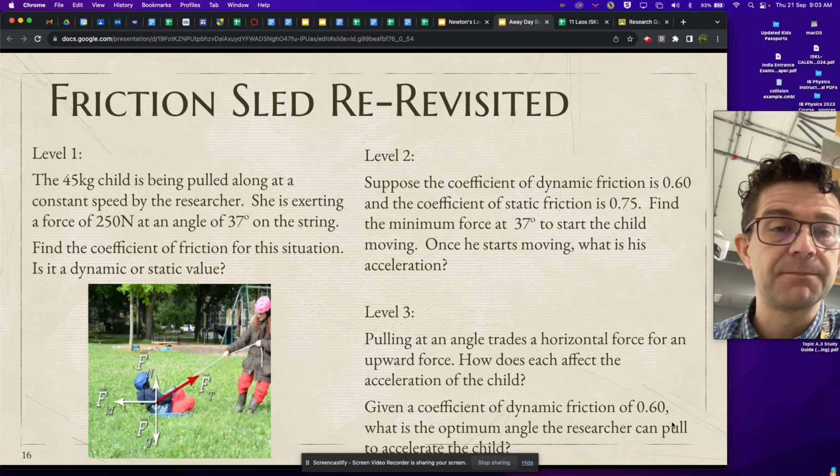Level 2 becomes a little bit harder because we look at first static friction to figure out how hard the researcher has to pull, and then dynamic friction once the sled starts to move. Level 3 is actually very difficult, beyond the scope of this class, but for those of you that want a challenge, it may be worth looking at.